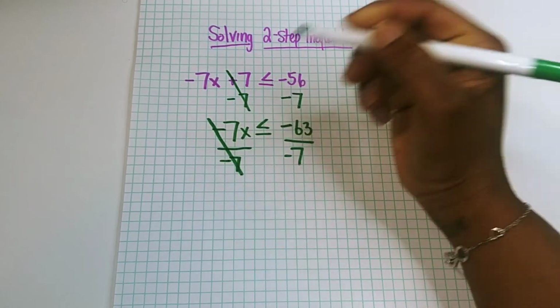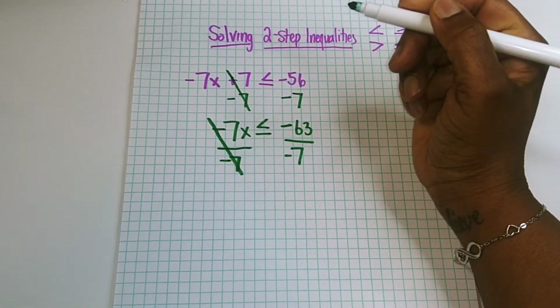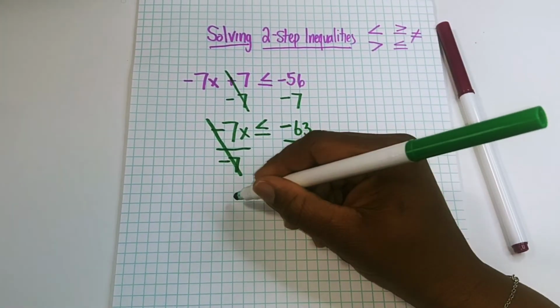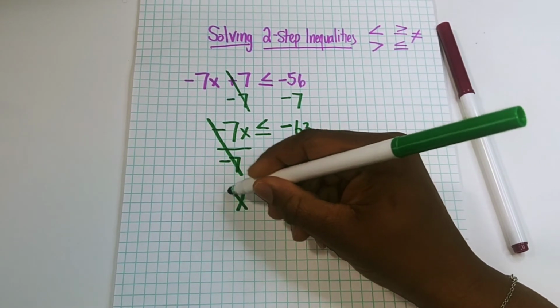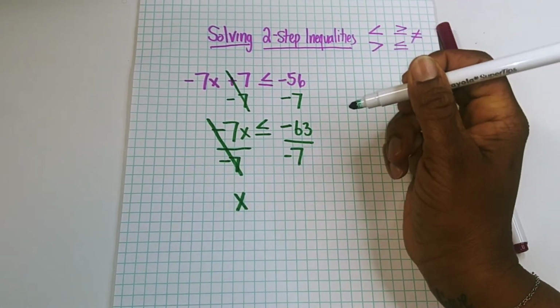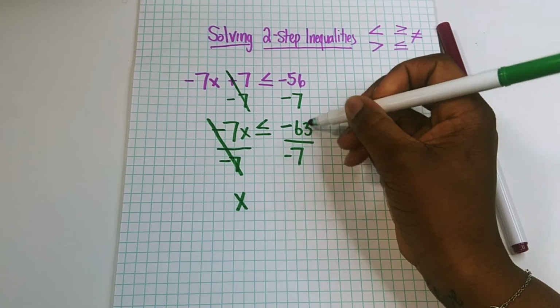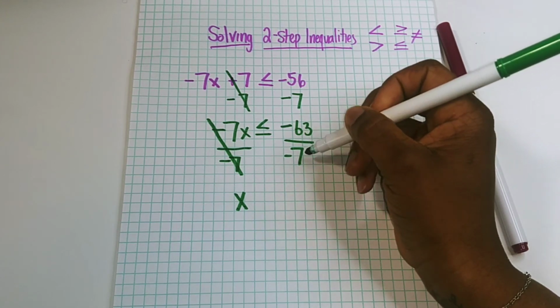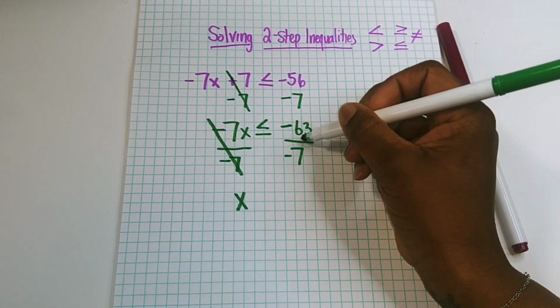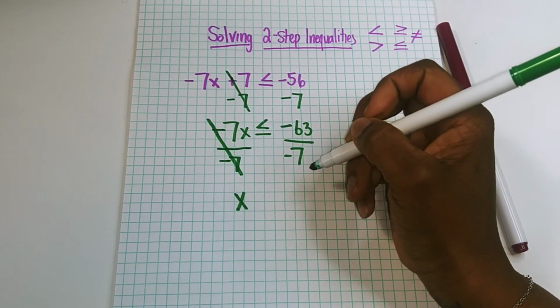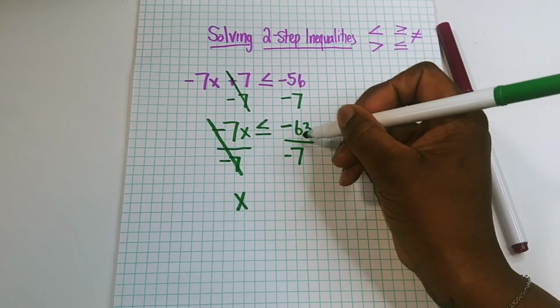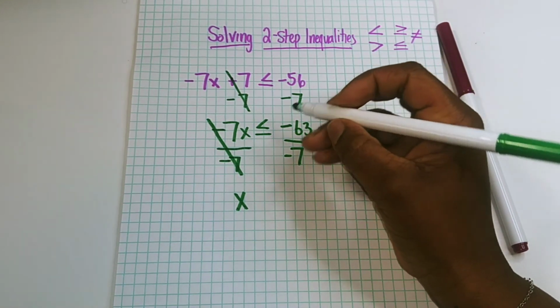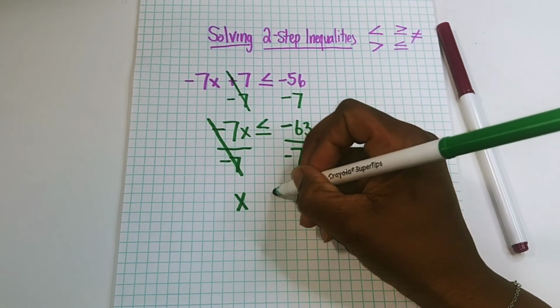Negative 7 divided by negative 7. Negative divided by negative is a positive. You do not have to put the 1 in front of the variable. Now you need to remember the division integer rules, which is a negative divided by negative is a positive. 63 divided by 7 is 9.